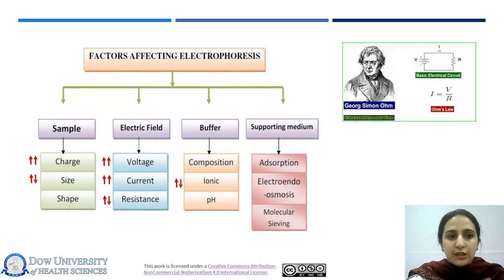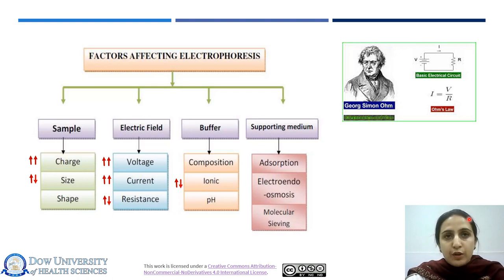As I've already mentioned, the separation of charged molecules under the influence of an electric field is electrophoresis. And there are various factors that affect the electrophoretic mobility or migration of these molecules onto these supporting media. And these properties could be related to the sample, the electric field, the buffer, and the supporting media that you are using. If we talk about the sample, there are various factors that can affect the electrophoretic mobility of the sample in your electrophoresis gel or the media.